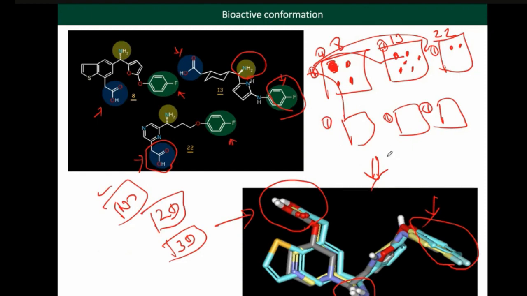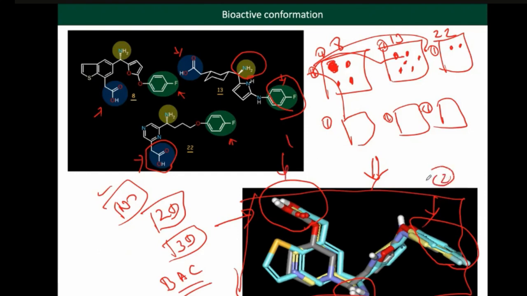Yes, sir. Okay. So the conformation in which most of the functional groups are superimposed like this is what is called the bioactive conformation. Is that understandable? So now we can say that this conformation is the bioactive conformation of this data set, because it is the conformation in which most of the functional groups are superimposed, right? So now we can say that these are the pharmacophore elements 1, 2, and 3, and there is a spatial relationship between the pharmacophore elements. That is what we actually studied in the 3D pharmacophore.